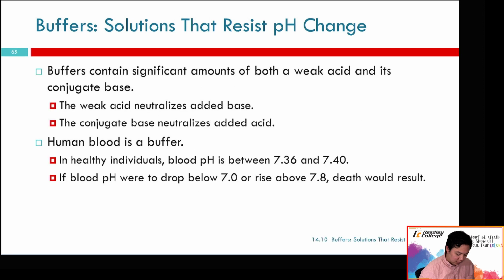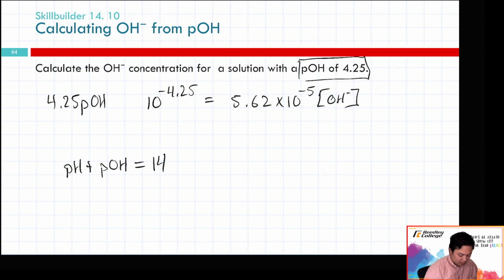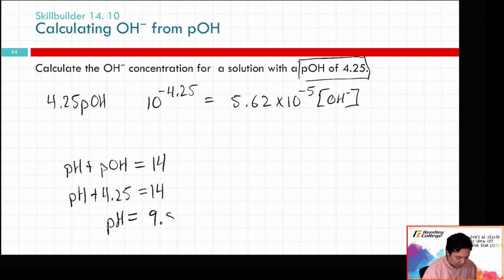Okay. So if we wanted to then say, we know the pOH, but what is the pH? We could say pH plus pOH is equal to 14. We know our pOH is 4.25, so all we have to do is subtract 4.25 from 14. I'll type it into my calculator so I don't make a mistake: 9.75.